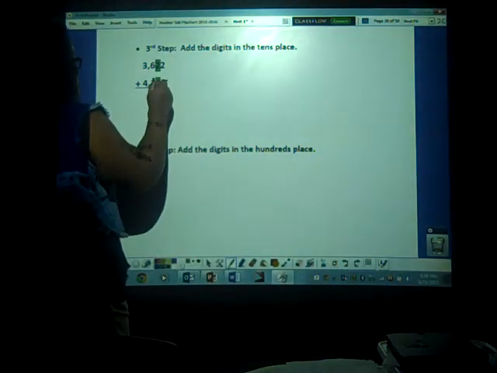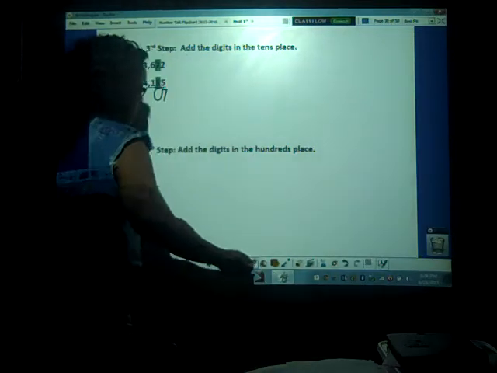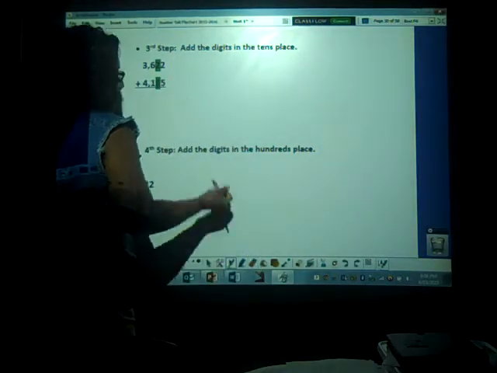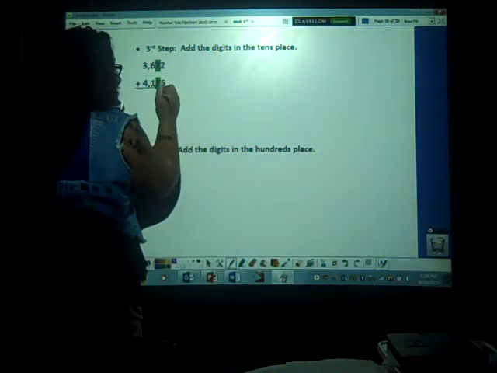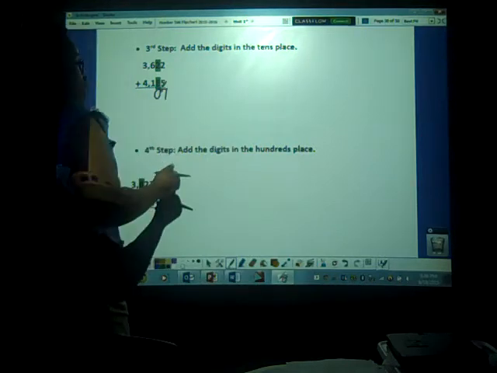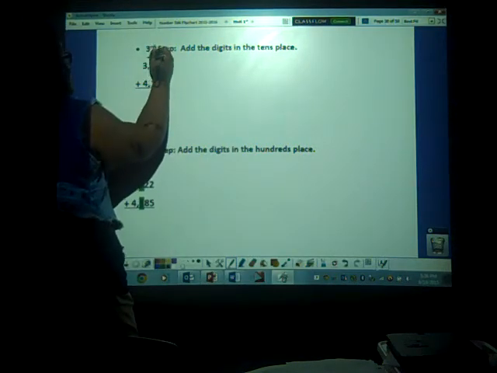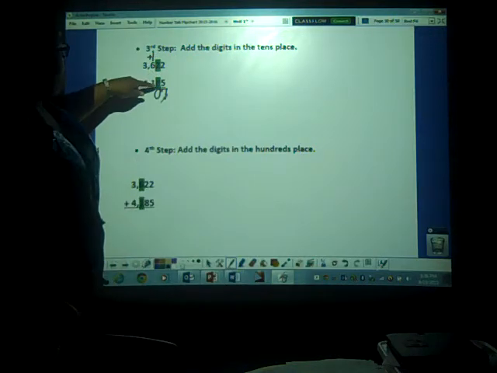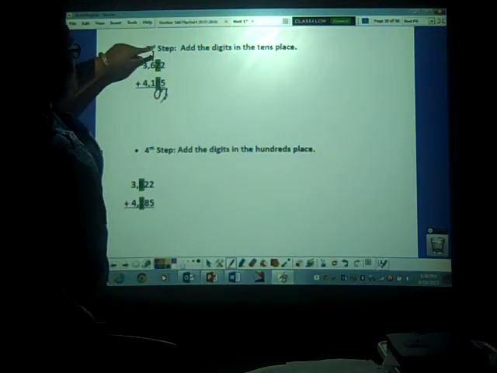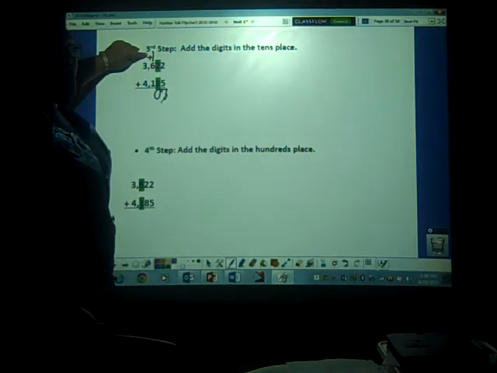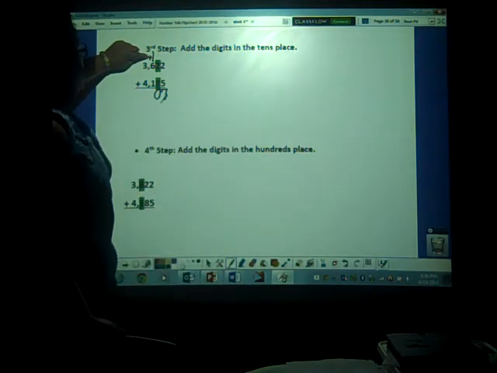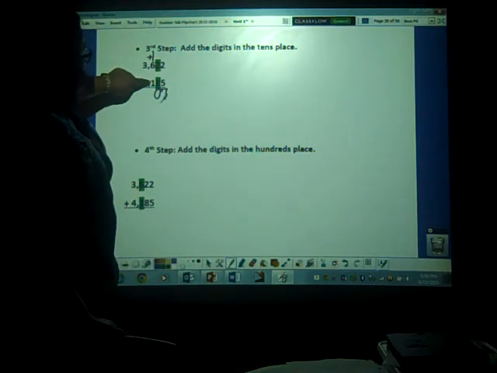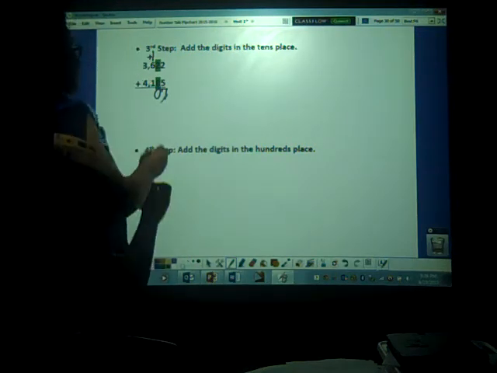So 0 goes here. That was so big. I naturally write really large, so it's a struggle for me to write smaller. So now my 10, 8 plus 2 is 10. I place the 0 here, and I regroup and carry my 1 from the tens place and place it over here in the hundreds place. Now I'm going to add 6 plus 1 is 7, plus 1 is 8.